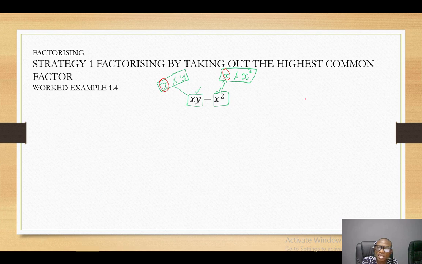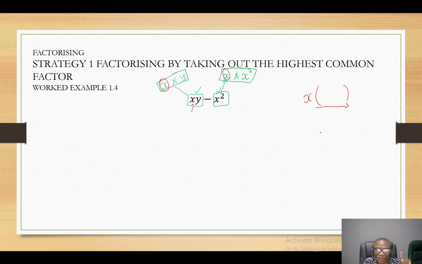So I'm writing the common factor x outside. Remember I said x is the factor of both xy and x squared. So x is the common factor. So you write the common factor outside the bracket. You see I've written x outside the bracket. Now the question is, what do I write inside the bracket? What do I put inside the bracket?